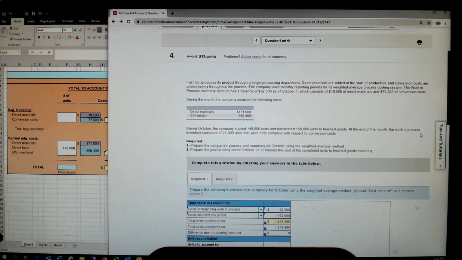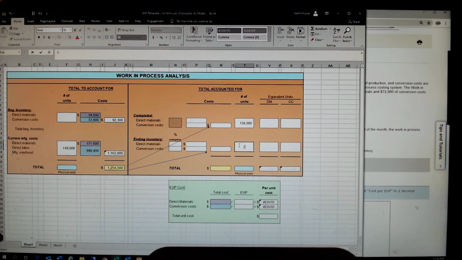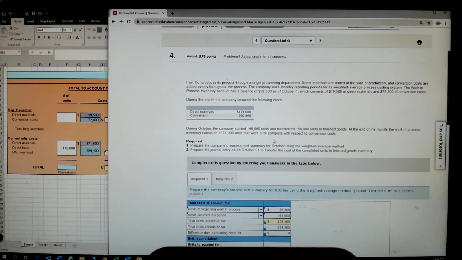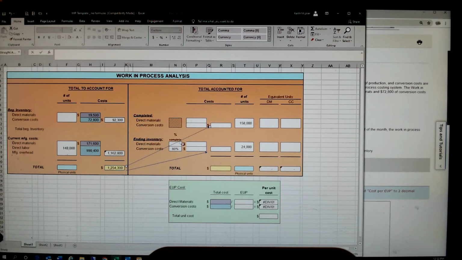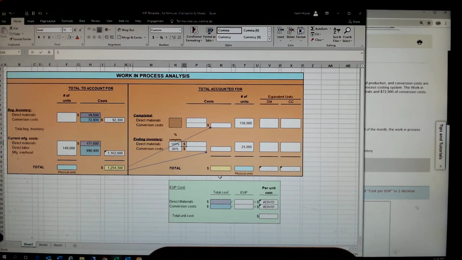At the end of the month, the work in process inventory consisted of 24,000 units that were 80% complete with regard to conversion costs. How complete were they with regard to direct materials? 100%. They did say in the beginning of the problem, materials were added at the beginning of the process. So these guys have all of their materials.